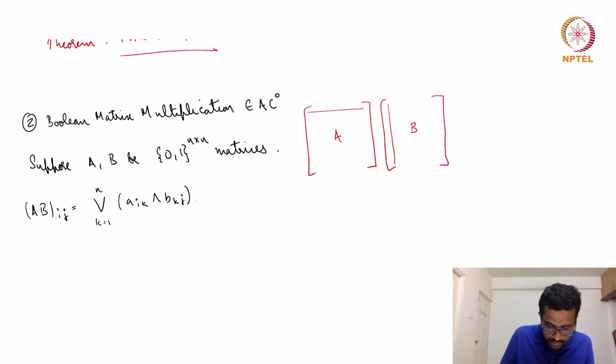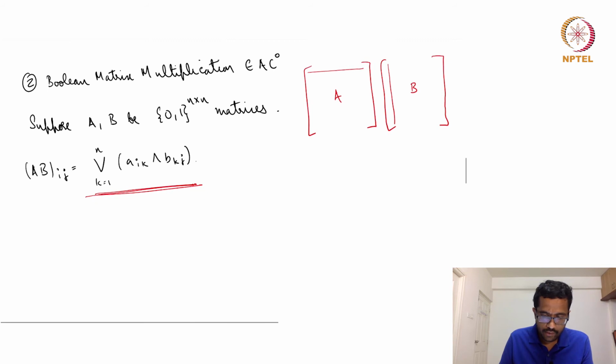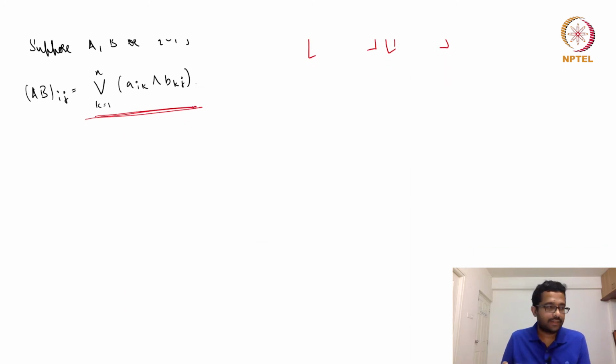Right. So this is the Boolean matrix multiplication, and we can do it using AC0, which is a class of circuits with constant depth. AC0 means constant depth, but allowing unbounded fan-in gates. So why is that? I'll just show you how to compute AB, the ijth entry of the product, right?